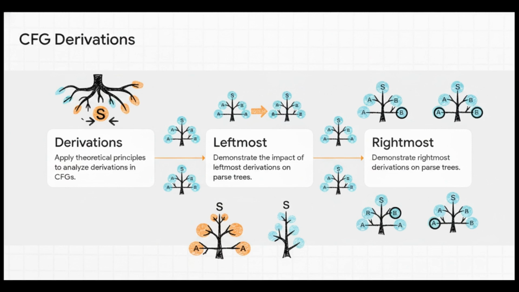And why does the shape of the tree matter? Because the tree determines the order of operations. Think about a simple math equation in your code, like 2 plus 3 times 4.